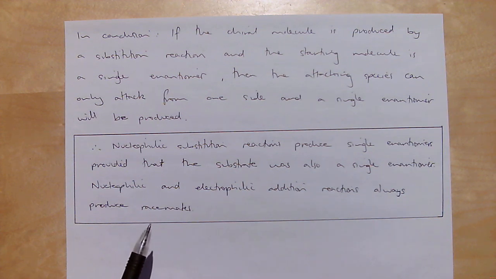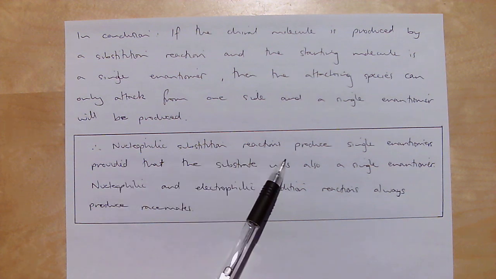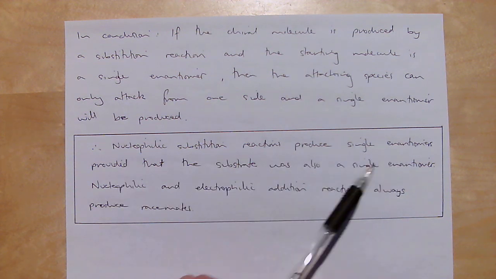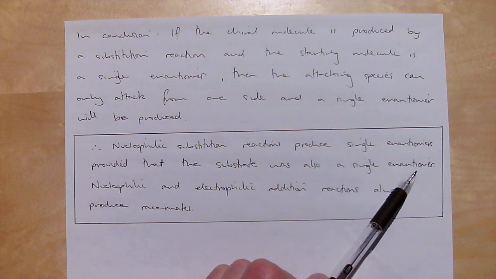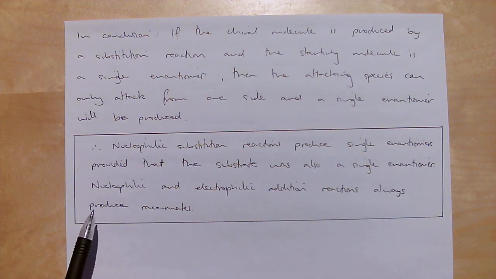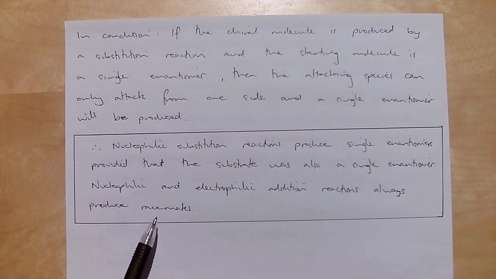Okay, just one more time to make sure you understand that. Nucleophilic substitution reactions produce single enantiomers provided that the substrate, i.e. the reactant that we started with, was also a single enantiomer. However, nucleophilic and electrophilic addition reactions always produce racemates. So therefore, nucleophilic and electrophilic addition reactions always produce mixtures containing both enantiomers.